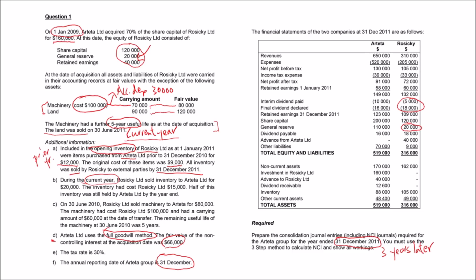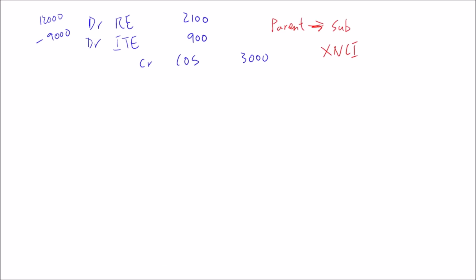So based on the question, it says that they sold the inventory for $20,000 and the original cost was $15,000. So $5,000 was the profit. But you also need to find out how much of this $5,000 was unrealized. It says that half of this inventory remains on hand by the end of the year. Okay, half of that. That means half of that remains unrealized. So going back to the journal, first of all, we want to eliminate sales of $20,000.